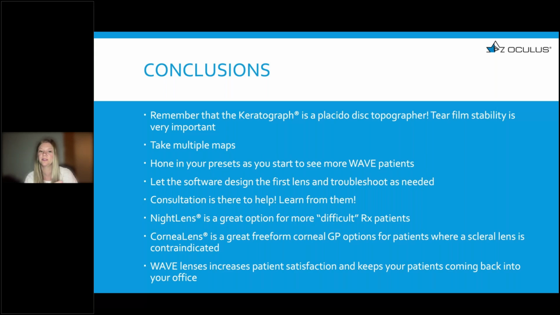Don't forget about corneal lens. Again, a great free-form corneal gas perm option for those patients where maybe they can't wear a scleral lens. A corneal gas perm is still a great option. I've done corneal lens on keratoconus, on grafts, RK, like I just showed you. It's a really great free-form option for your patient, where you can customize exactly where their cone is, exactly how tilted their graft is.